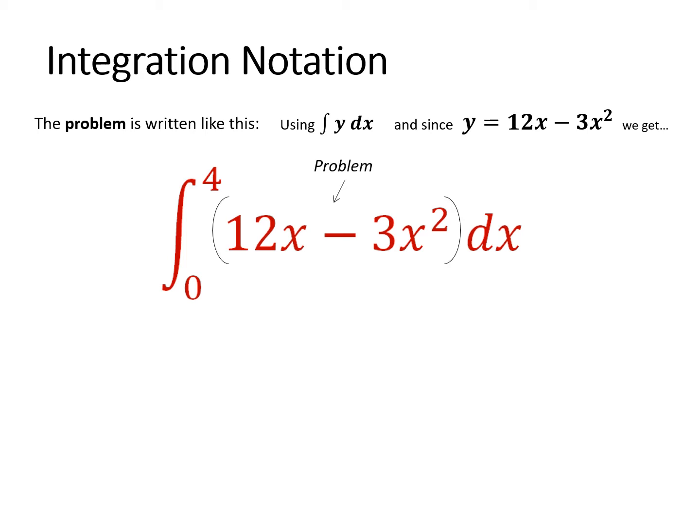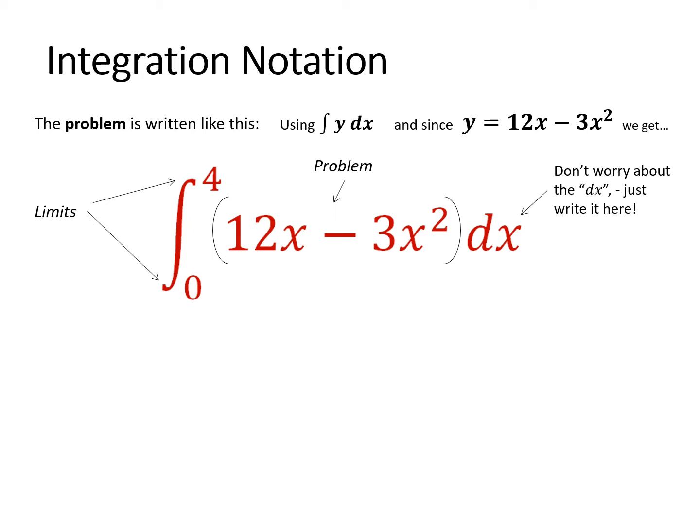The problem is really the 12x minus 3x squared. That's what we're trying to integrate. The limits are between 0 and 4, and you put them on the end of that curly s, the top and the bottom. The higher number you put on the top of the curly s, and the lower number you put at the bottom. And then we still have the dx. Don't worry about the dx, it just needs to be written there. It shows that we're integrating with respect to x. That's the problem. We haven't actually done anything apart from write the problem again in the proper notation.